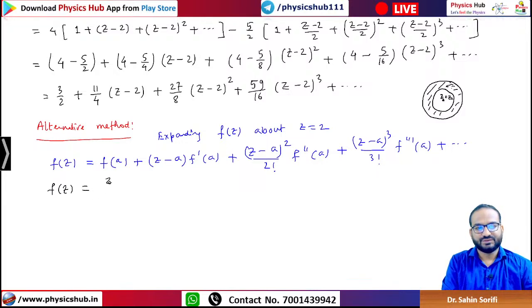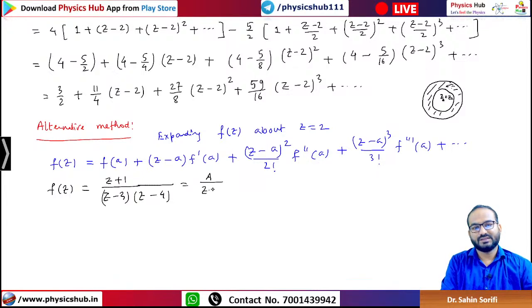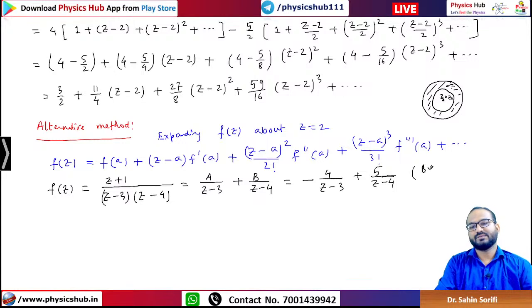So f of z is given as z plus 1 by z minus 3 times z minus 4. We can simplify it by using partial fractions, and you can easily find the values. This will give you minus 4 by z minus 3 plus 5 by z minus 4. This is given by the partial fraction method. No issue in this.